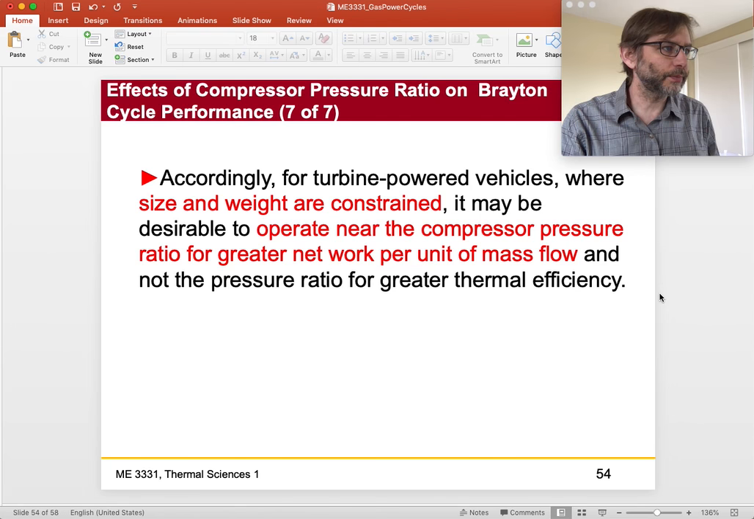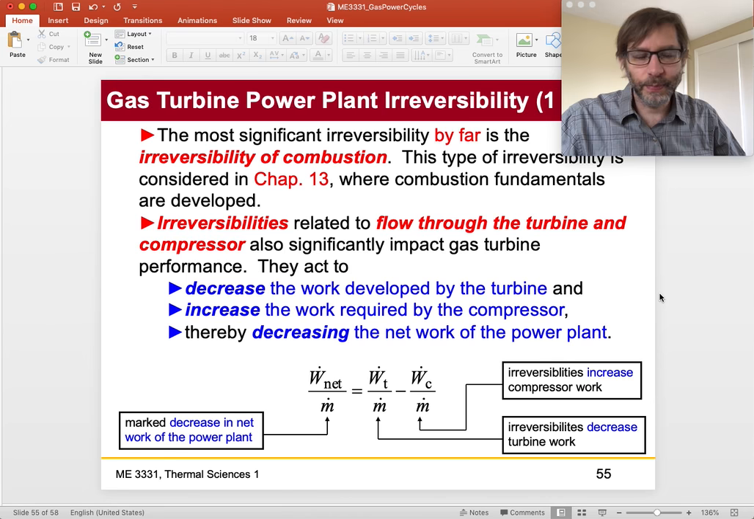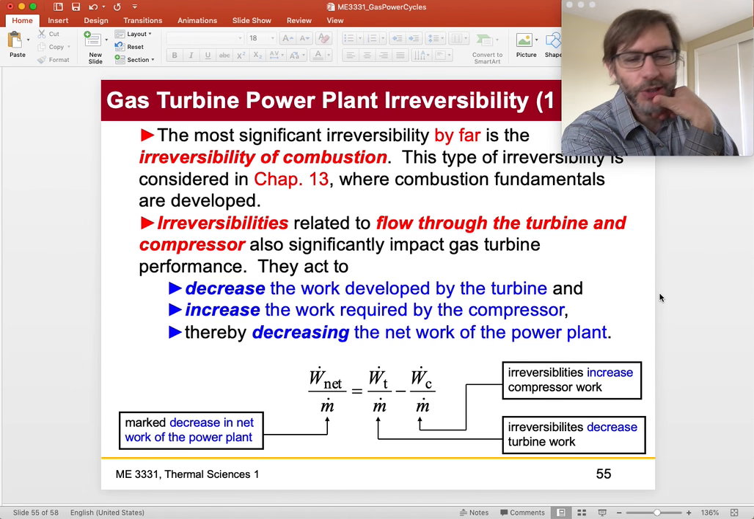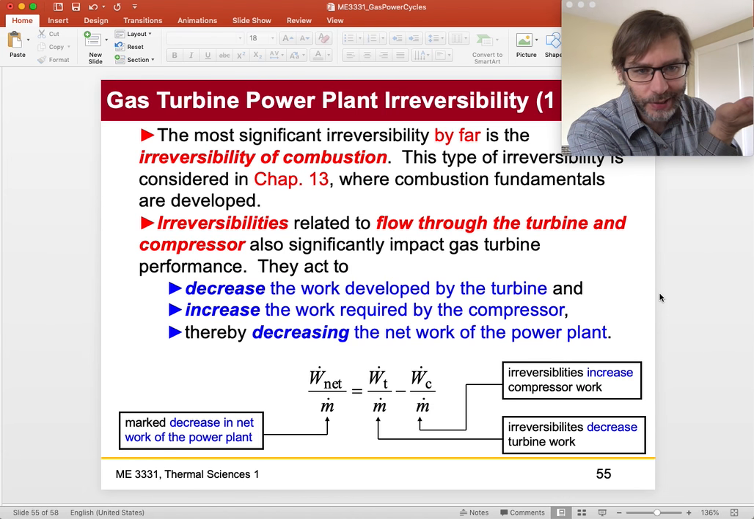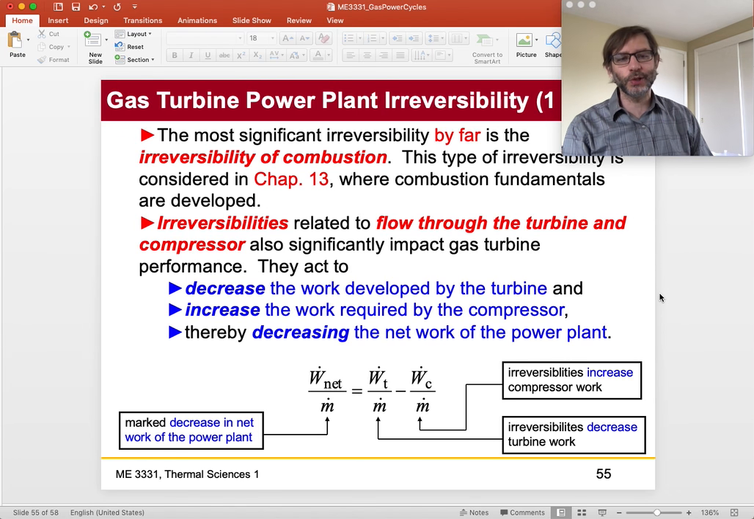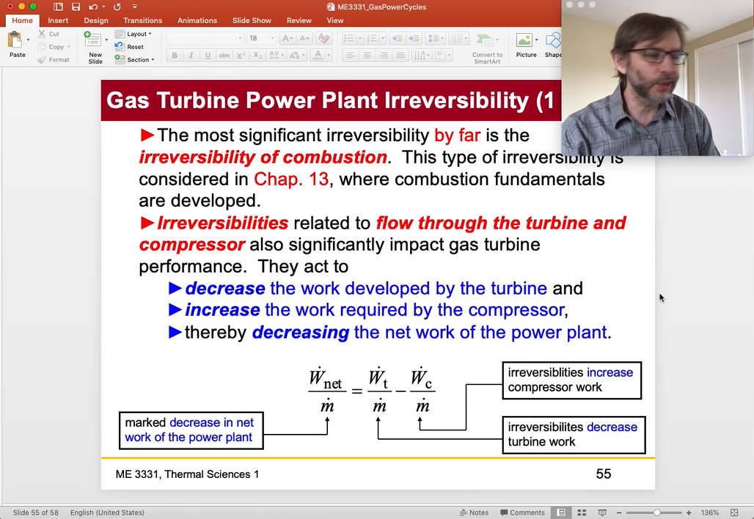Okay, we're almost done with the slides here. So the other thing we want to talk about, so that's pressure ratio. The other thing we want to consider is irreversibilities. And for a gas turbine, the irreversibility by far, of course, is combustion, which we said was the same thing for the Otto cycle. But we're not analyzing combustion. We're just assuming heat comes in. So really what we're going to do is assume that the only two irreversibilities that are relevant to us are the irreversibilities through the turbine and the compressor. So they're each going to have an efficiency.